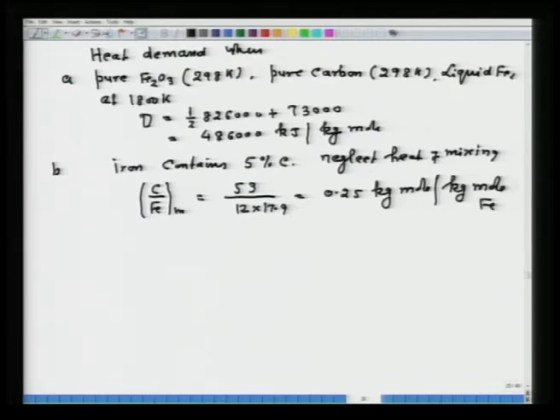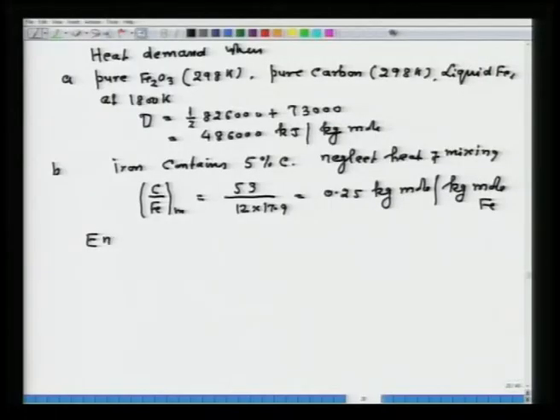Now, what do we have to add over here on the heat demand side? We have calculated for pure iron. Now, since carbon is there, we have to add the enthalpy of carbon. That way it becomes the enthalpy supply for iron with 5% carbon. The rest of the conditions are the same: liquid iron at 1800 Kelvin, Fe2O3 and carbon at 298 Kelvin. All that we have to add is the enthalpy of carbon. So, the enthalpy of carbon is equal to 23.5 T minus 11,800, again in kilojoule per kg mole.